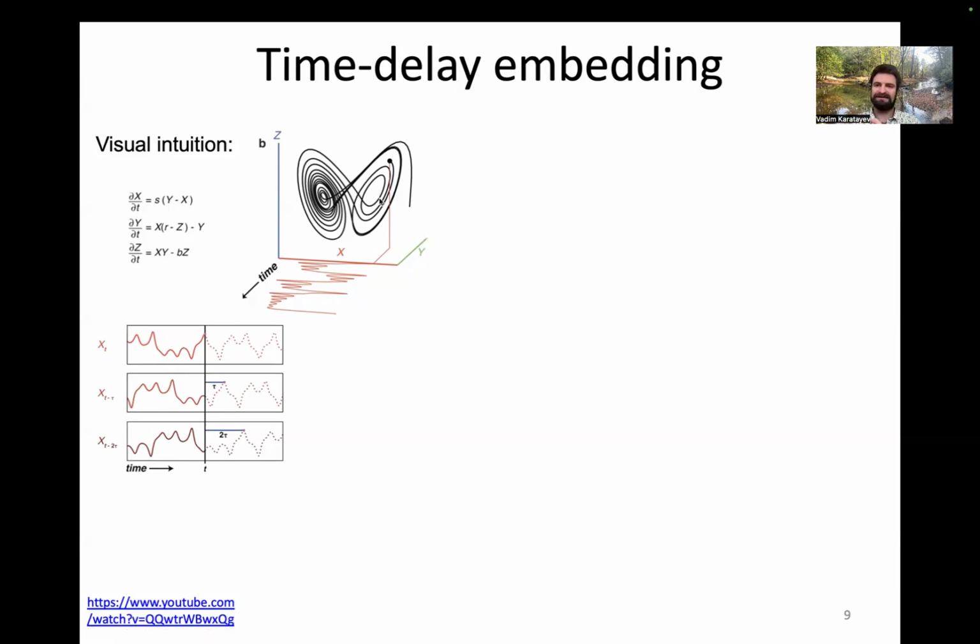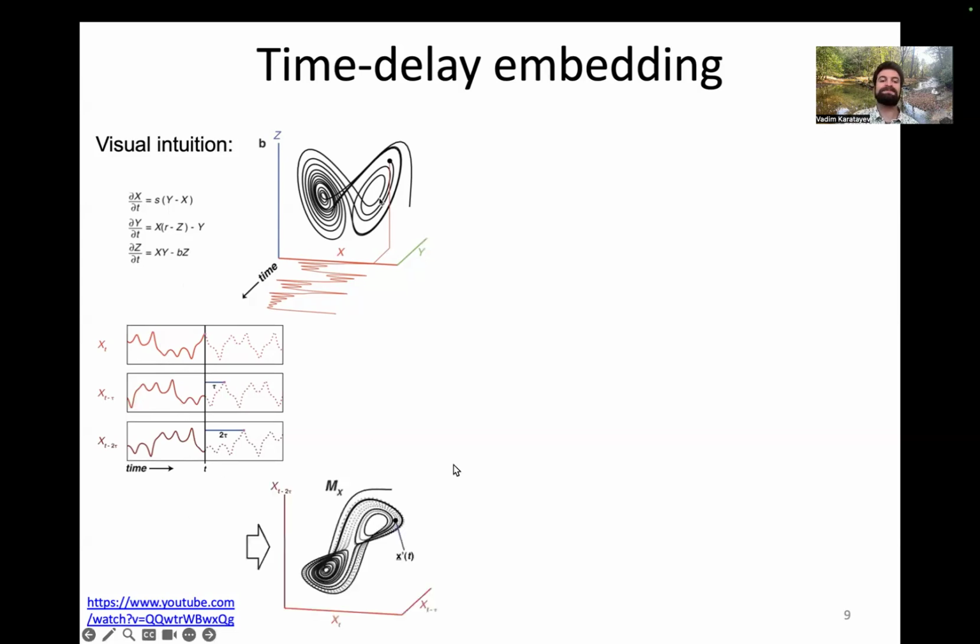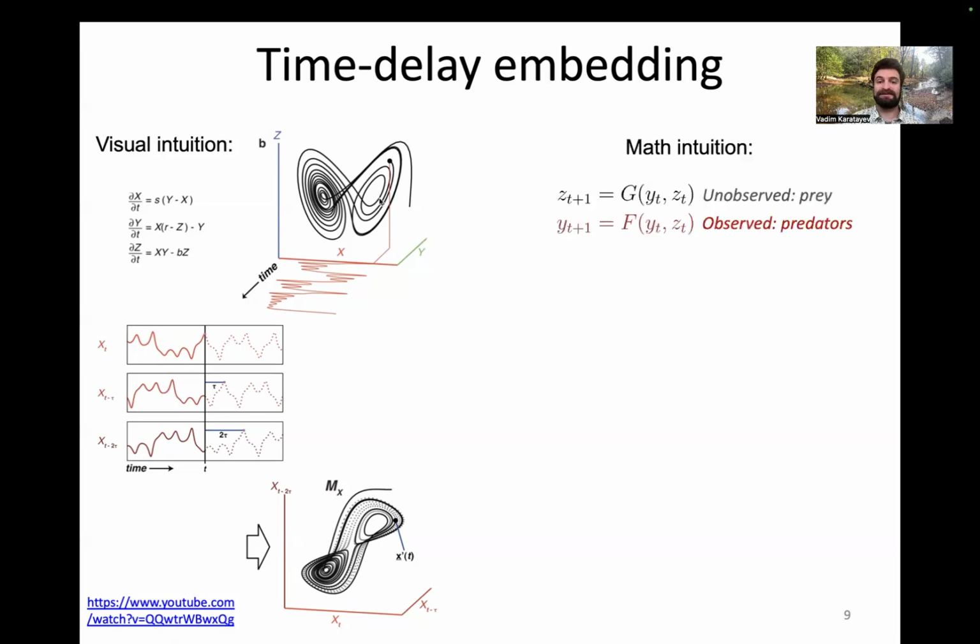Okay, so that's that same time series shifted to the right again. Okay, and now if we plot x of t versus x of t minus tau versus x of t minus 2 tau, we get this thing. Okay, so this is a kind of shadow of that original attractor that preserves important properties like the topology and Lyapunov exponents, like stability questions, things like that. Okay, so that is what that looks like.